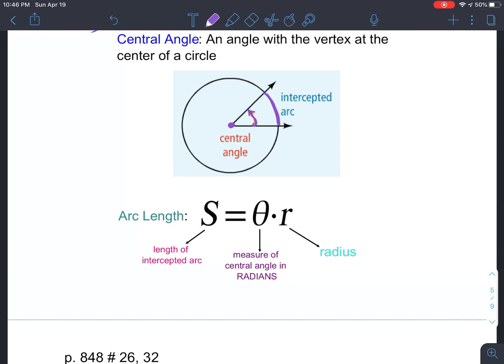So if I know the measure of the central angle, if I know the radius, I can find the measure of the intercepted arc using this formula, okay? S stands for the length of the intercepted arc. Theta stands for the measure of the central angle, but it must be in radians. And R stands for the radius measure. Now, you can be given any 2 out of the 3 and solve for the other one. That's fine. We're really just going to practice finding the length of the intercepted arc. But again, please make sure you are in radians when you do this. If you are given an angle in degrees, it must be converted.